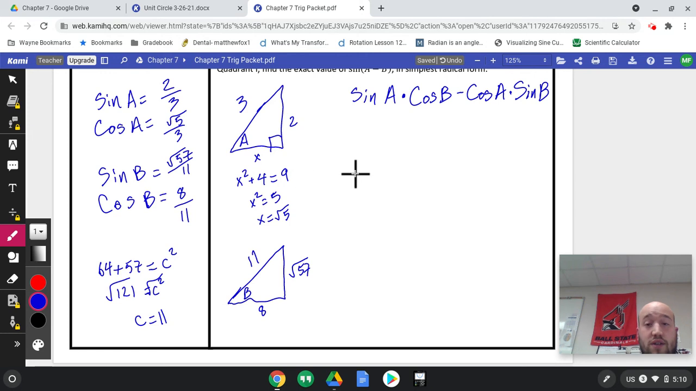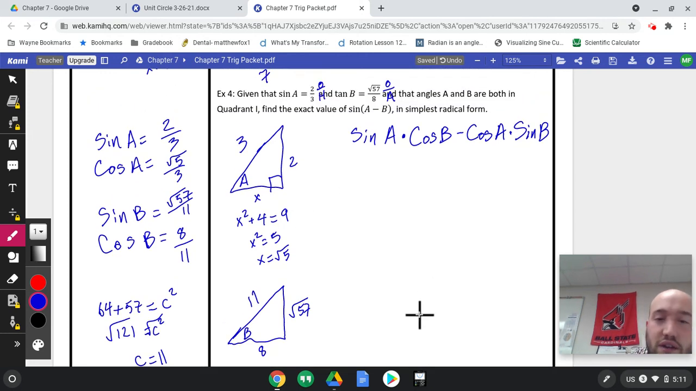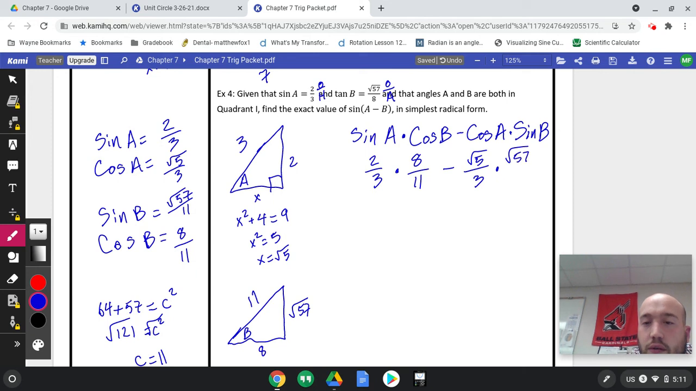All we got to do, we're almost done. I know this is a lengthy lesson. Hang in there. Sine of A is 2/3 times cosine of B, which is 8 over 11, minus our cosine of A, square root of 5 over 3, and our sine of B, square root of 57 over 11. We multiply, we'll get 16 over 33 minus, now since they're both in square roots, we can multiply them together. So 5 times 57, that'll give us 285 all over 11.